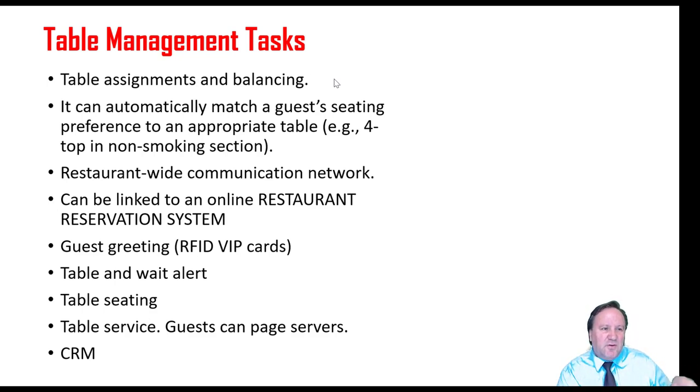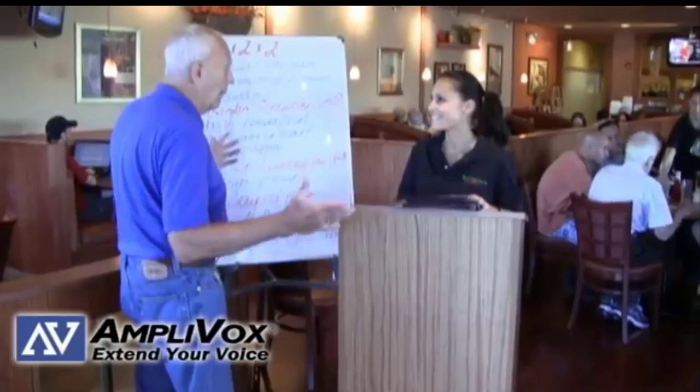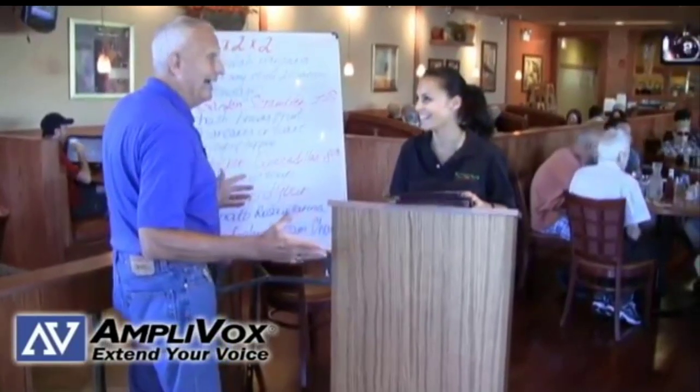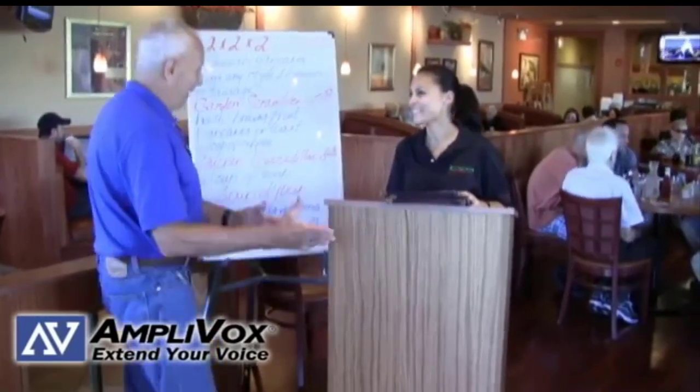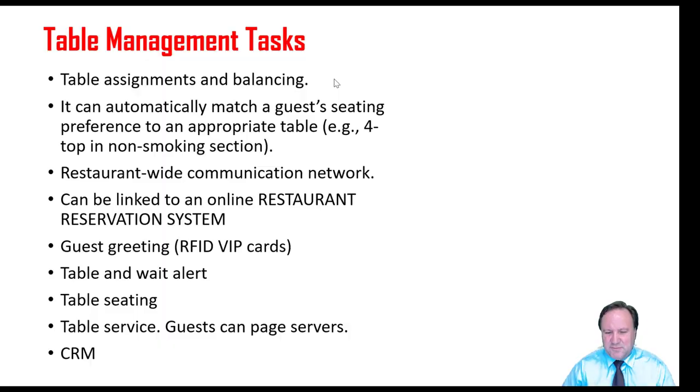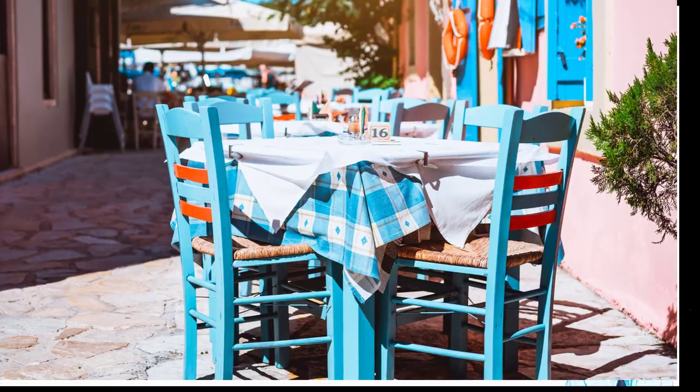As you can see in the video, you can actually assign tables, and this way you can balance the sections. And it can automatically match a guest's seating preference. If the guest, when he or she makes the reservation, says I would like to sit next to the window, or next to the buffet line, or next to the piano in your restaurant, I'm just making some examples here. Or non-smoking section. If you have a smoking section or outside patio seating, whatever that might be, you can actually do that.